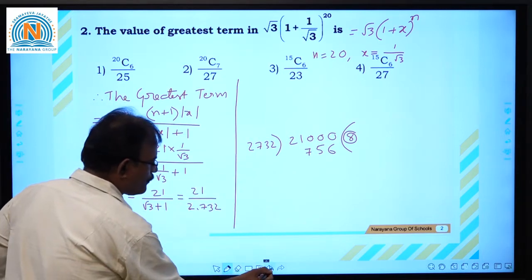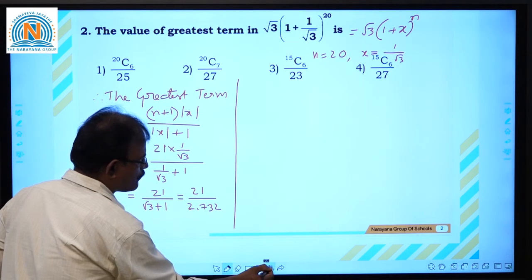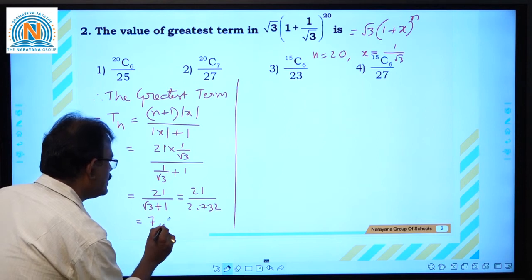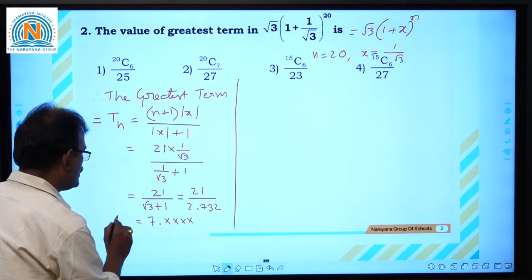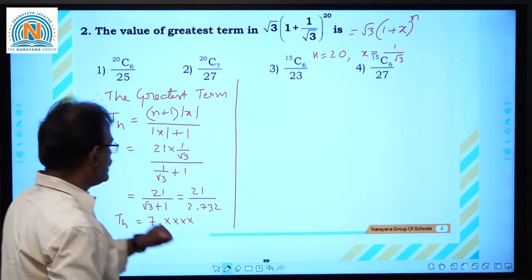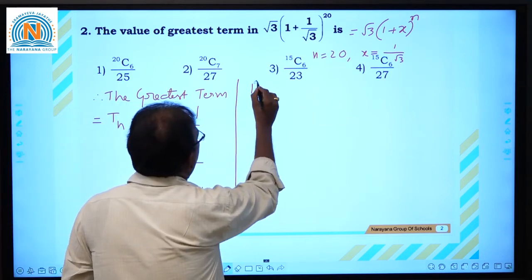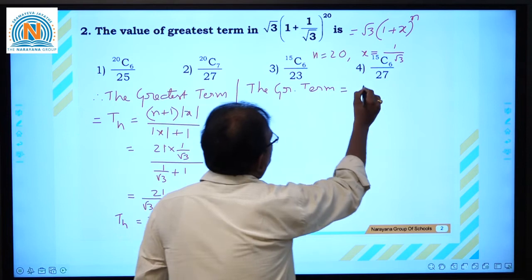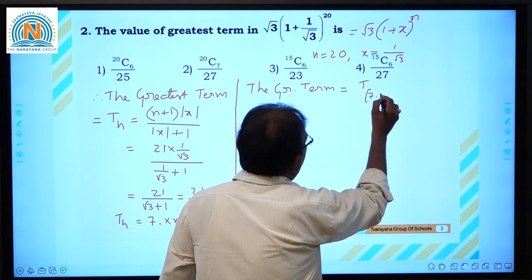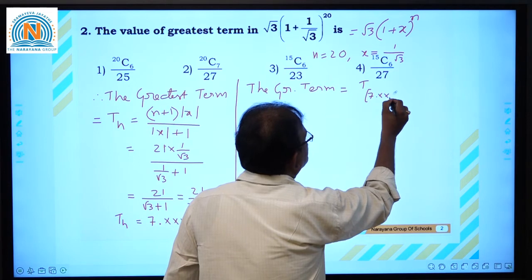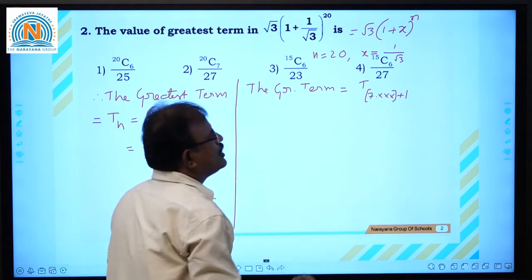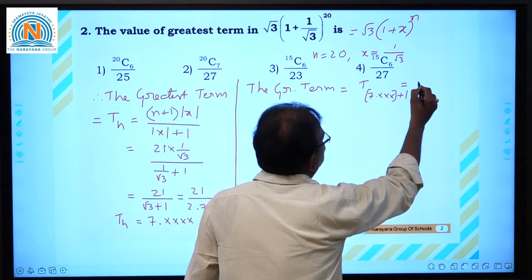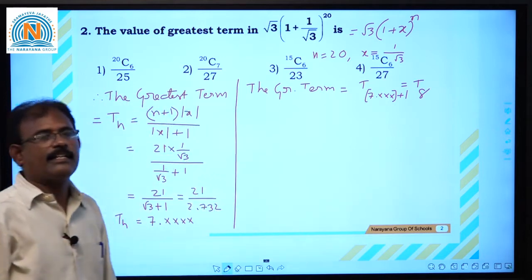So this is 7 times, so 7 point some decimal part, this is t. As it is an integer part, then the greatest term is equal to the integer part of 7.xxx plus 1. So its integer part is 7, so this is 7 plus 1, 8. T8 is the greatest term.